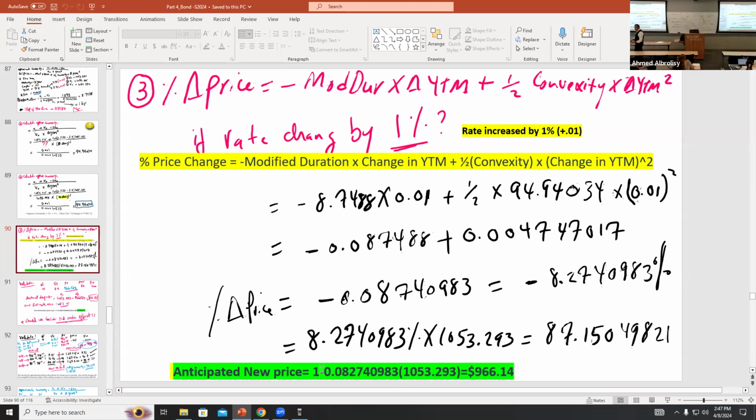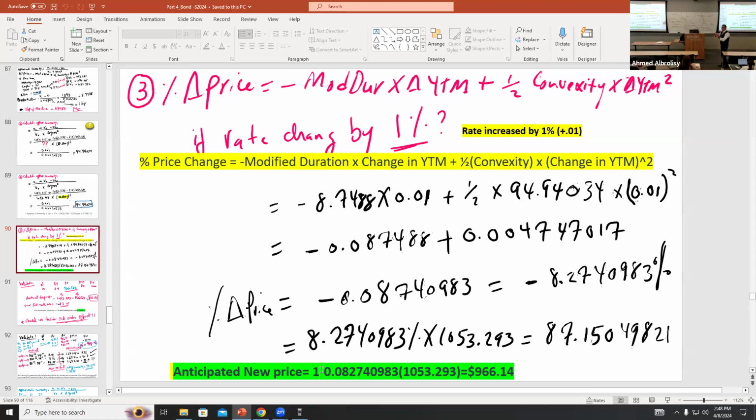So if you invested $100 and it grew by 5%, you'll say 100 times 1.05 becomes 105, right? You multiply times the increase. You with me, Angela? Here, the price is actually decreased. That's why I'm putting 1 minus the interest rate change, times the original, is going to be the anticipated price, 966.14. You with me, Kevin, or no?